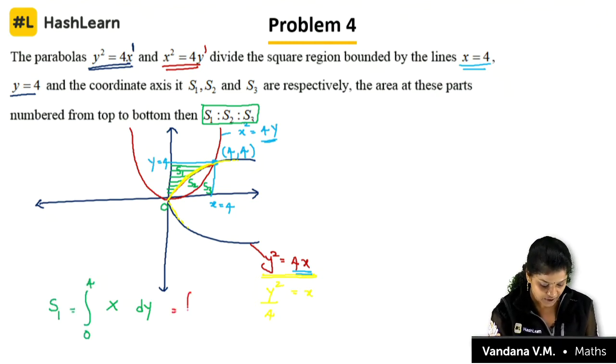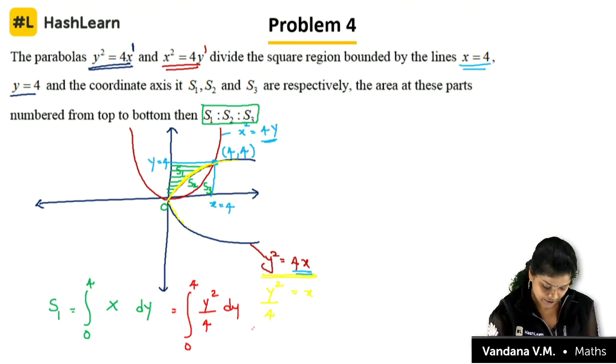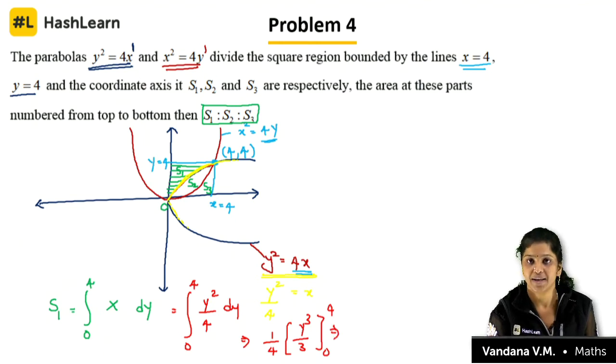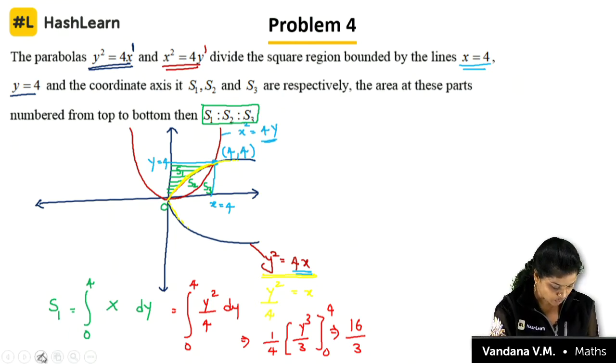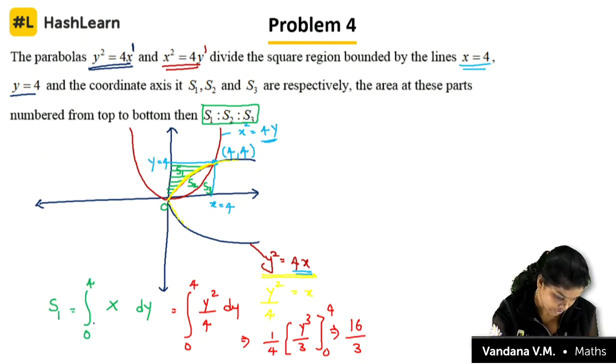So it becomes integral 0 to 4 of y square by 4 into dy. Now substitute the limits. It is very simple. 1 by 4 is outside, integral of y cube by 3, 0 to 4. If you apply the limits, you will get 16 by 3 square units. Because I require the diagram, I don't want to go to the next page. Okay, next one. Will you make out with that? I will go to the next.